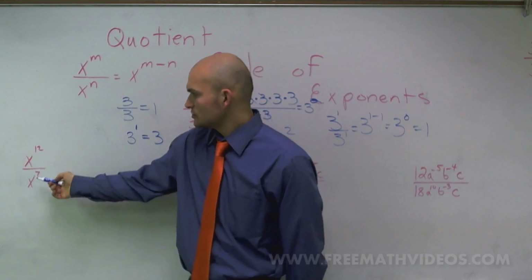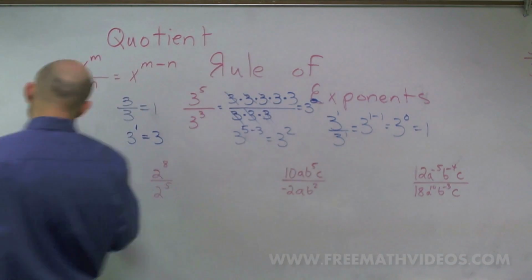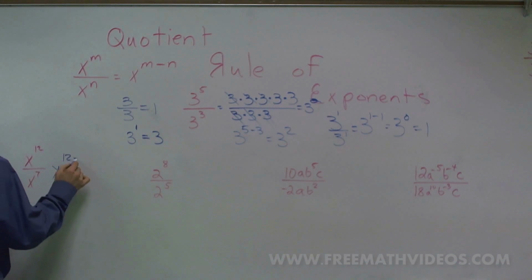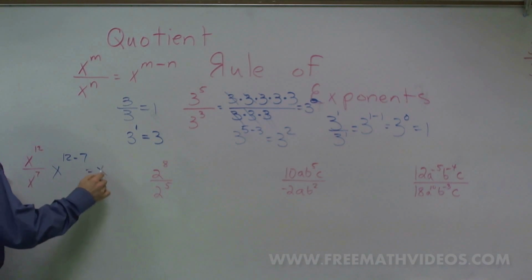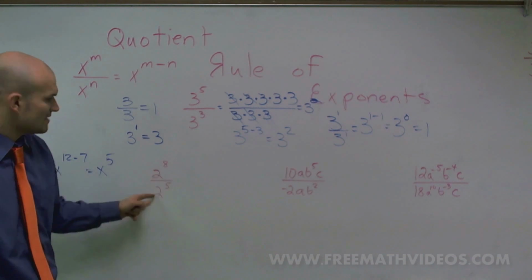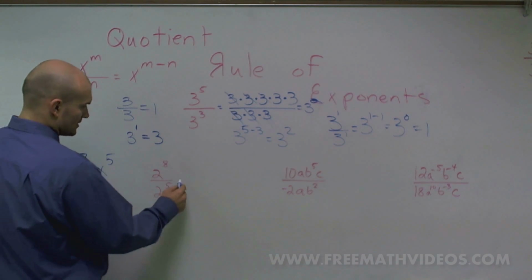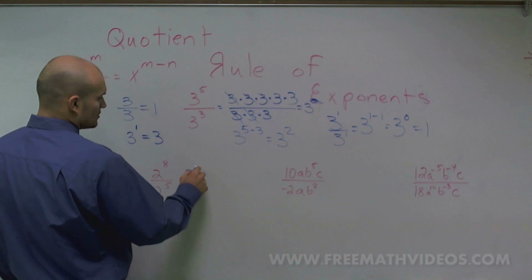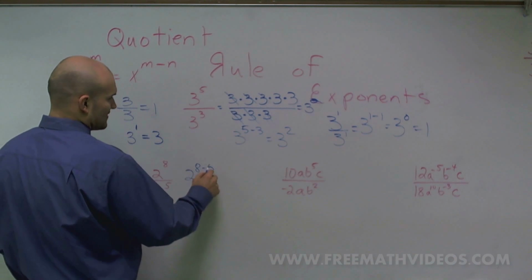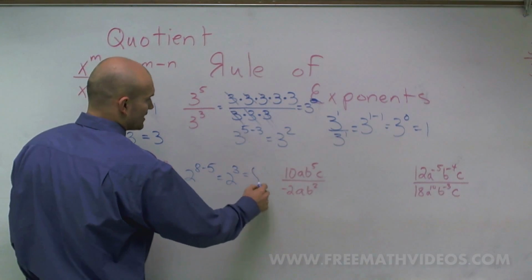Let's say I have x to the 12th divided by x to the 7th. The main important thing I want to do here is just rewrite it. So I have x to the 12th minus 7. Therefore, my answer is x to the 5th. And even if you have numbers, as long as your numbers are exactly the same, you can still work with it. So therefore, this is going to be 2 to the 8 minus 5, which equals 2 to the 3rd power, which we can simplify as 8.